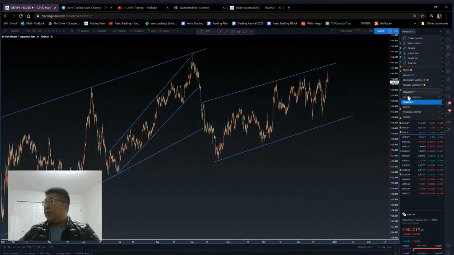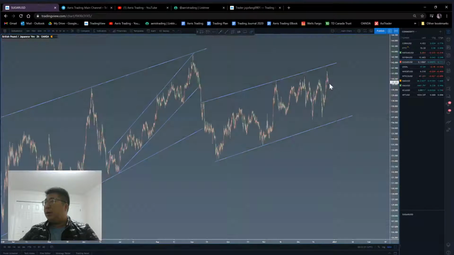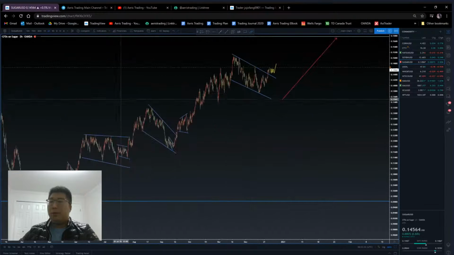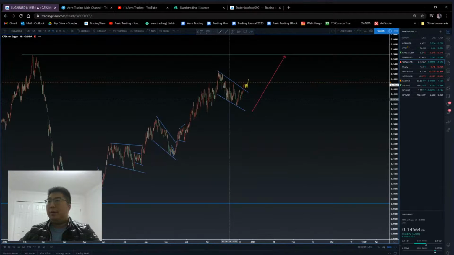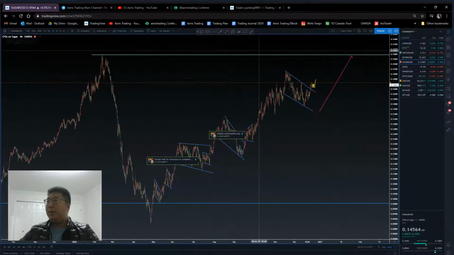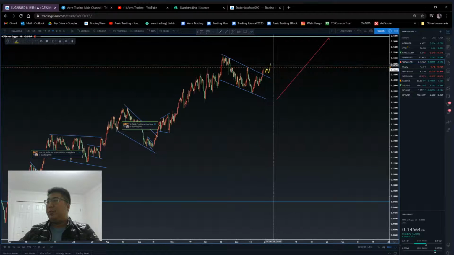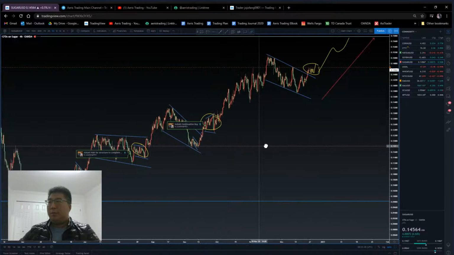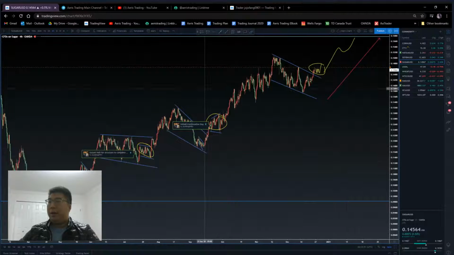Other than that, sugar is definitely one of them. Sugar is definitely one that I will be looking for the buy. See price breaks out here. Just waiting for a sizable lower time frame correction like this, or something like this would be ideal for a potential buy here to the top. Sugar is actually my favorite. Now that I look back at it, certainly sugar would be a nice buy here if we get that confirmation buy here.